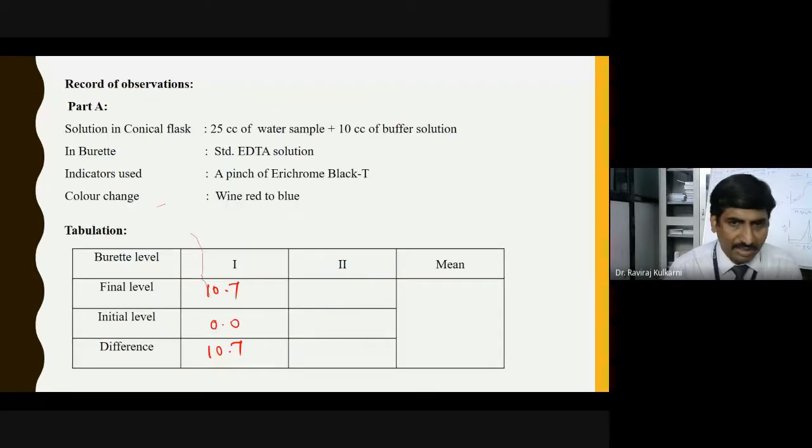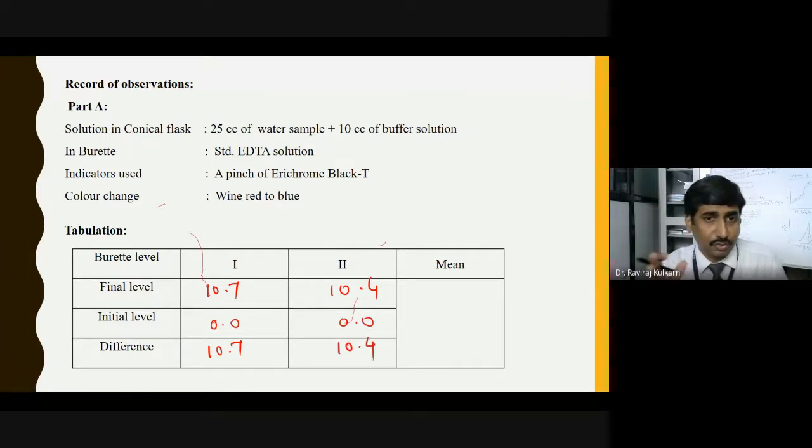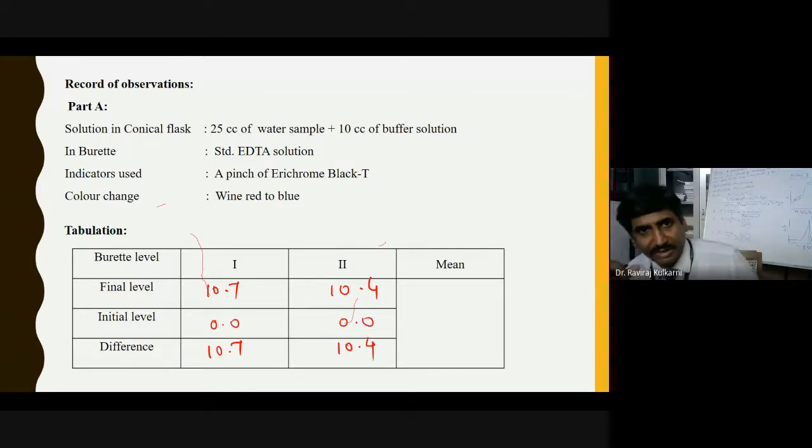Okay, and I have taken one more set of readings. Okay, final level was 10.4. Initial was again I set to 0. Burette reading, and the difference is 10.4. Okay, you can just go through the demonstration of how to take the readings that they have given.